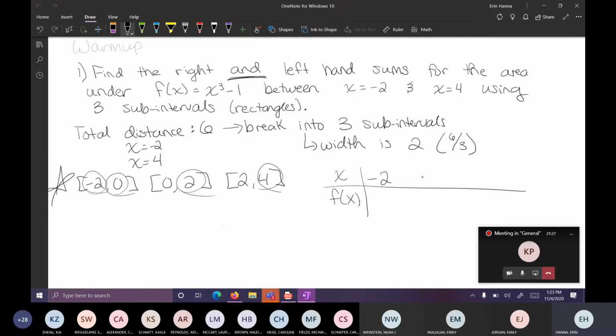So I'm looking at -2, 0, 2, and 4. So let me go ahead and find the y values for all of those. I might not need all of them, but find them anyway. Well, actually, we will need both of them because we're asked for both sides. But anyway, so plug them into the function. So -2 cubed is -8, -1 is -9. 0 cubed is 0, -1 is -1. 2 cubed is 8, -1 is 7. 4 cubed is 64, -1 is 63.